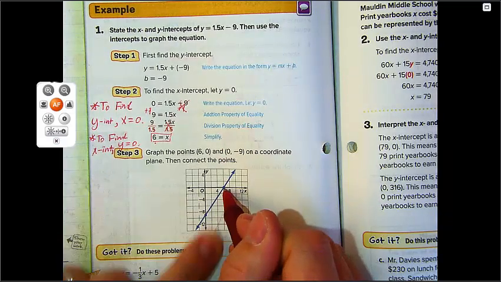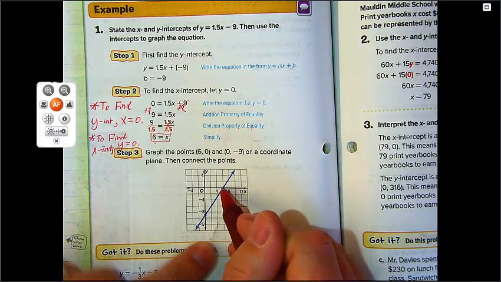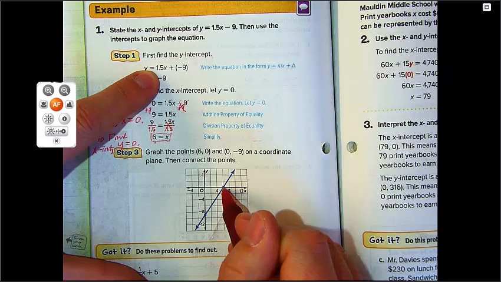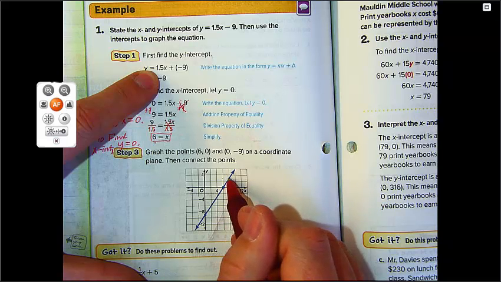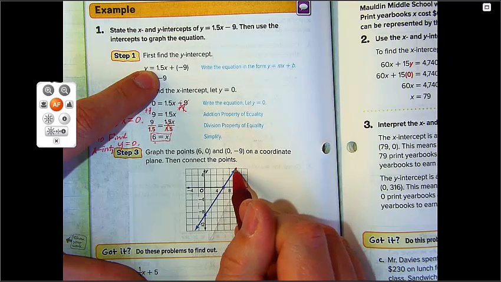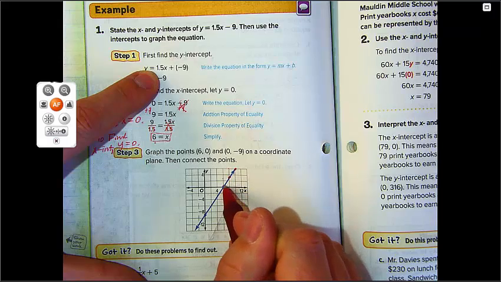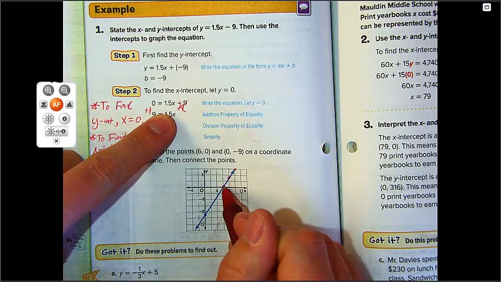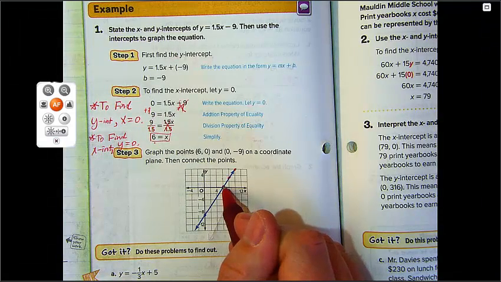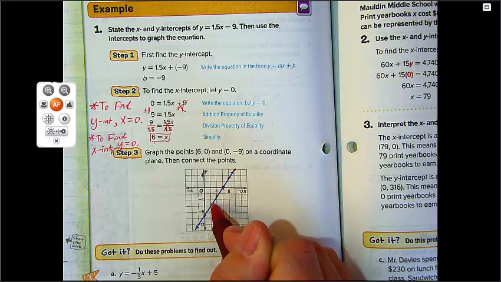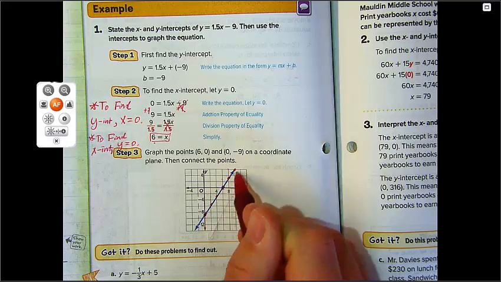Then from there, we can graph because we know where it's going to cross the x-axis, right here at 6. Okay? Then, from there, we know the rise over run. It's up 1.5 over 1. So we have that point, that point, that point, and then you can also go backwards. If you're going up 1.5 and over 1, you can then go back 1, down 1.5, back 1, down 1.5, back 1, down 1.5, and you get that line.